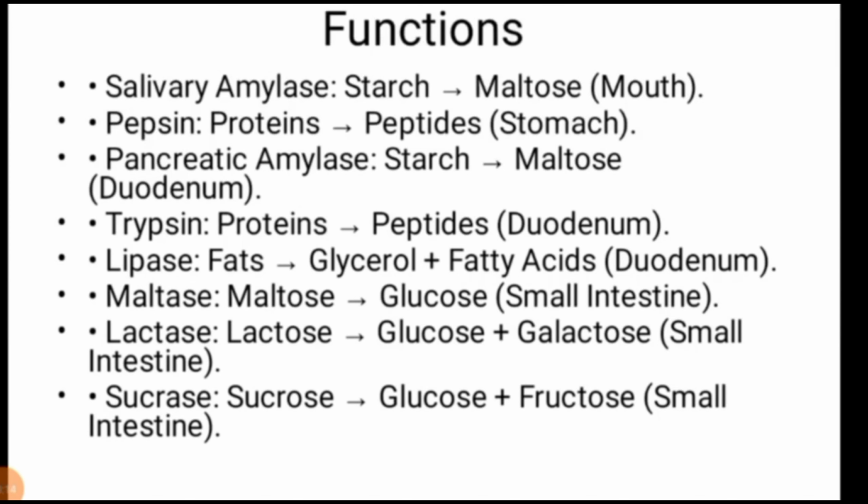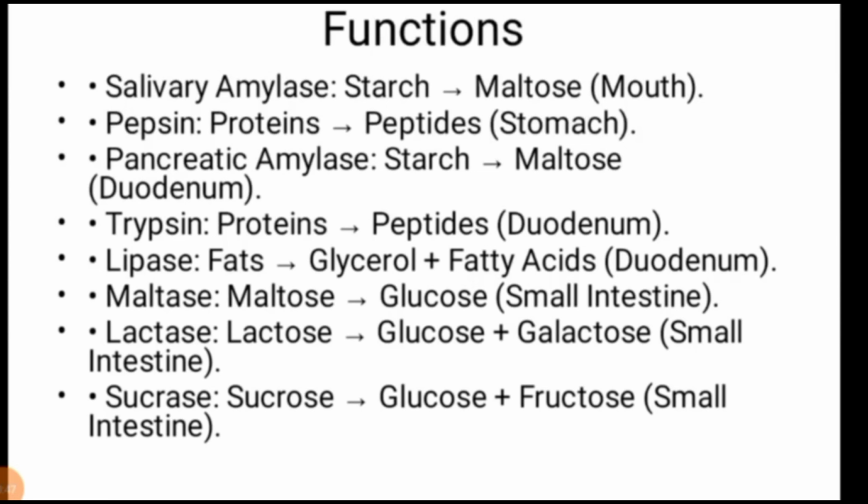We have the pancreatic amylase that breaks down starch into maltose, and it is located in the duodenum. We have the trypsin that breaks down proteins into peptides. We have the lipase that breaks down fats into glycerol and fatty acids. We have the maltase that breaks down maltose into glucose. We have the lactase that breaks down lactose into glucose. We have the sucrase that breaks down sucrose into glucose and fructose.